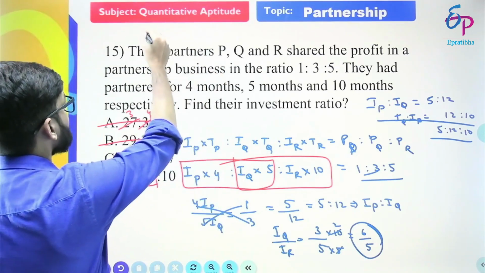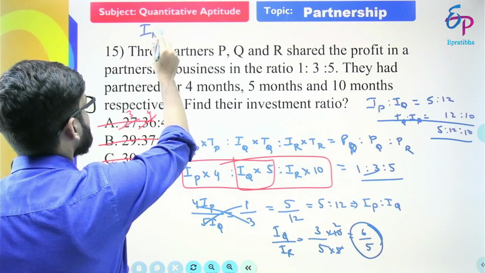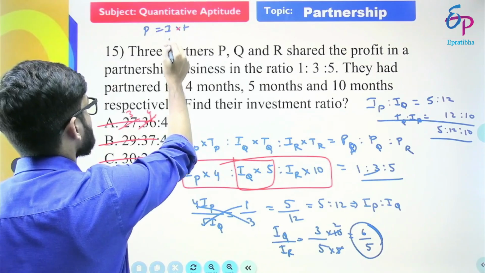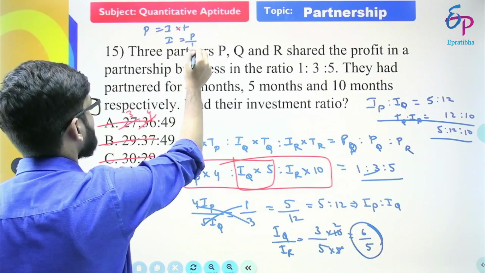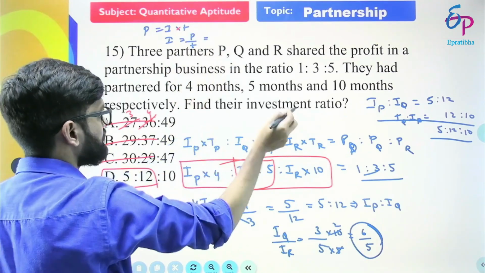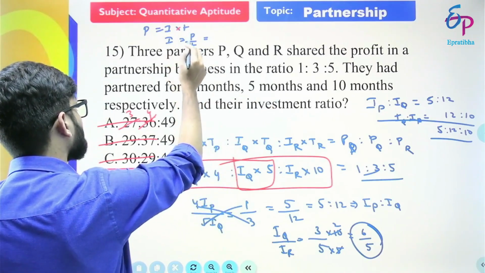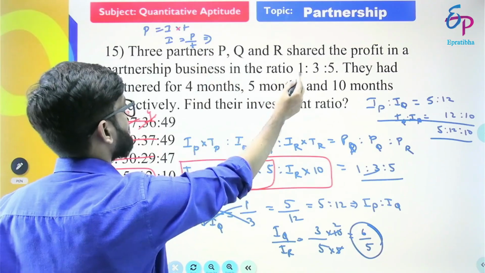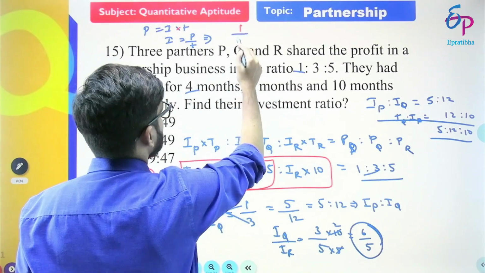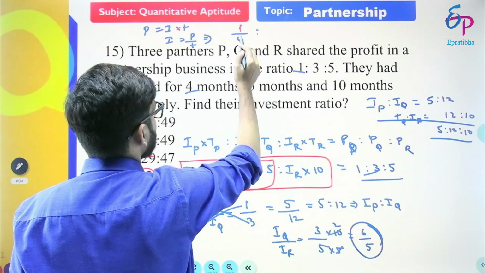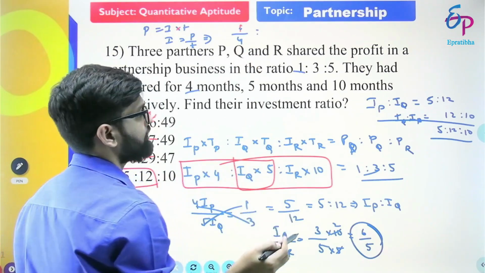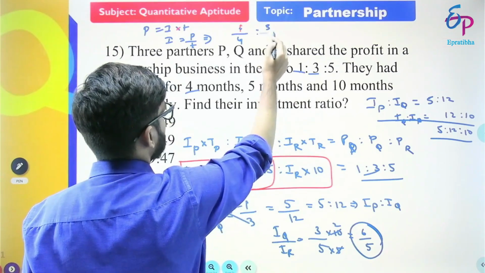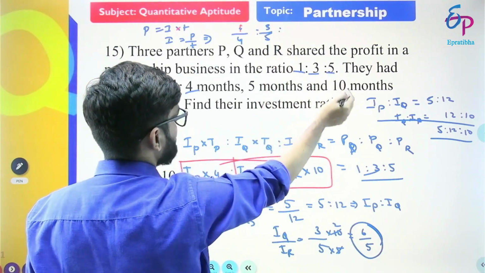We know the investment ratio. You know that profit is nothing but investment into time period. So investment is nothing but profit by time period. Profit value, investment ratio we'll find out. Investment ratio is 1 by 4. This is profit of A and profit of Q and investment time period of Q. Profit of this 3 by 5 and this 5 by 10.